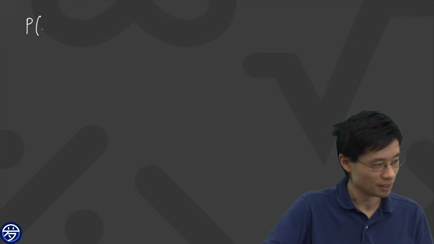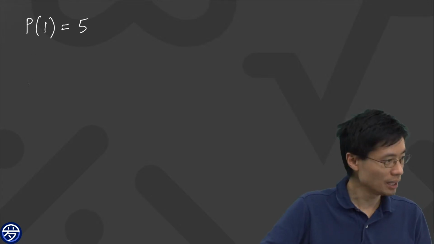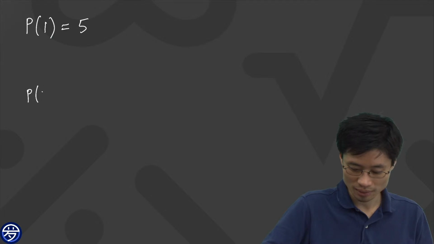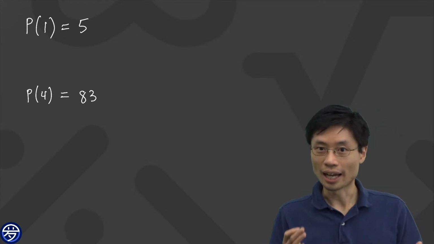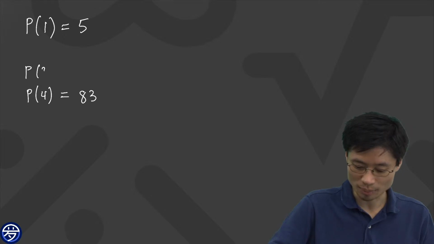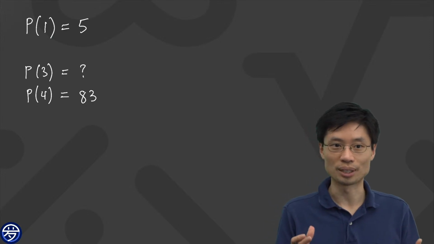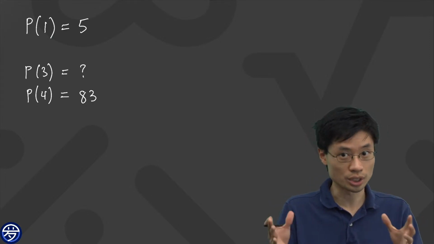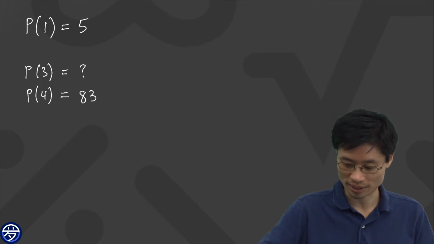Let's try. Okay, at first I looked at your problem and I was like, what do you mean? We've seen this problem before. You're telling me that P of 1 is equal to 5, and that P of 4 is equal to 83. And you're telling me that this is a polynomial. So there will also be a P of 3 that you're curious about. And you want to know, what is this? But what you're telling me is that this is a polynomial with non-negative integer coefficients.